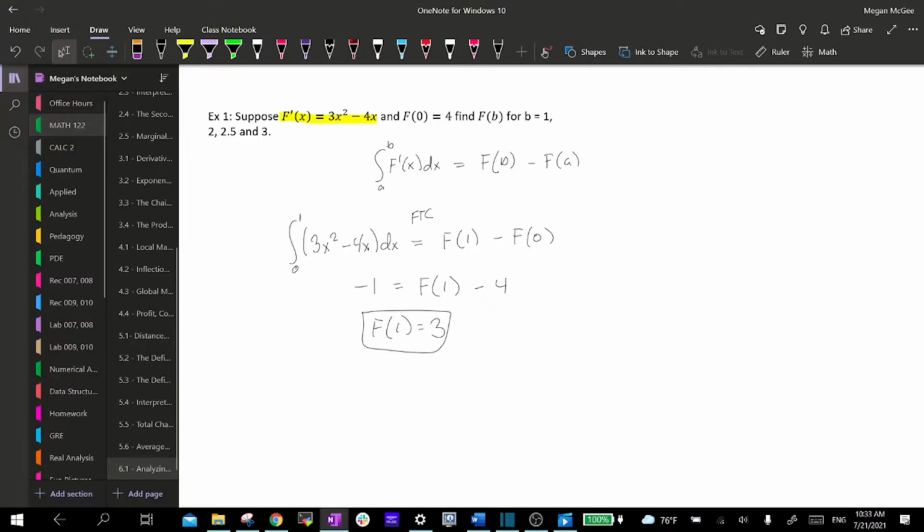Now we need to find F of 2. So we're going to do the same thing. We have two different options here. Okay, we can either choose to go from 0 up to 2 for b equal to 2, or we could now go from 1 to 2 because we now know what F of 1 is. Either way, you'll get the same result, but I just wanted to make a note that you do have an option here. We're going to go ahead and stick with 0 to 2. Okay.